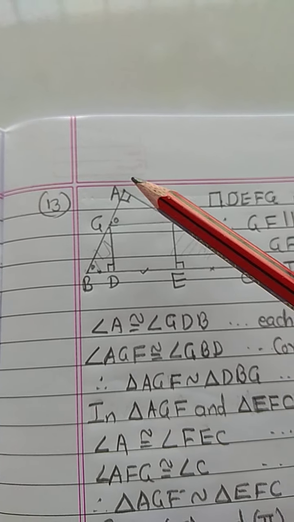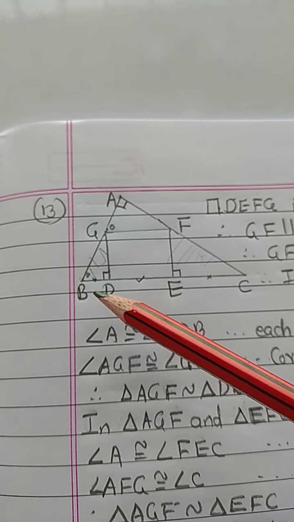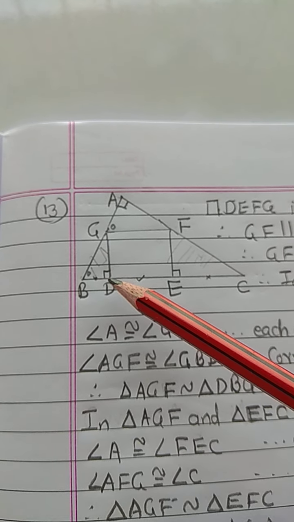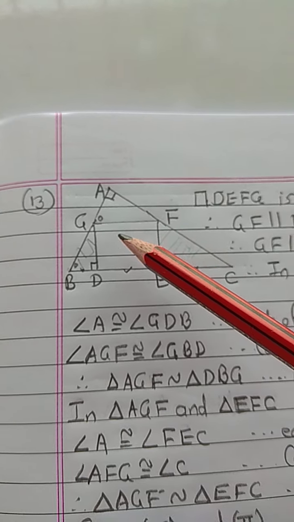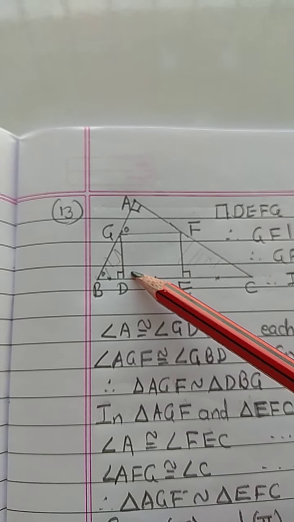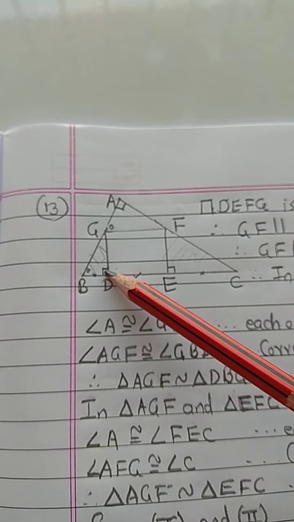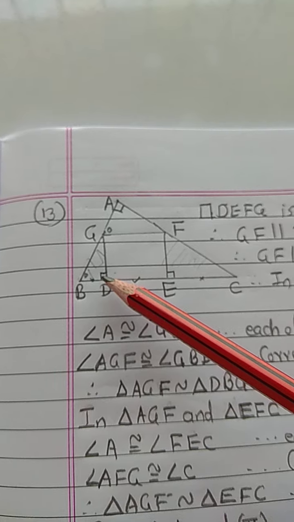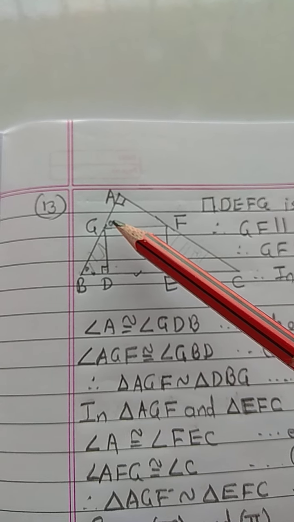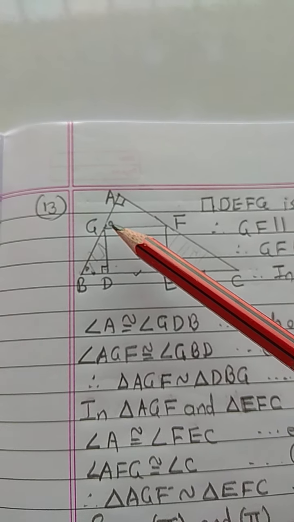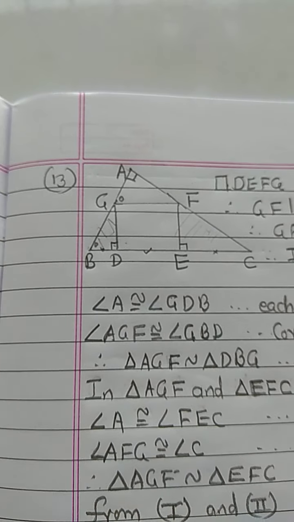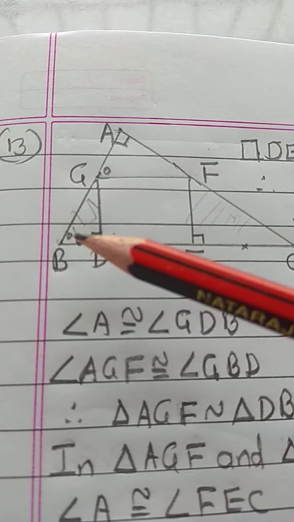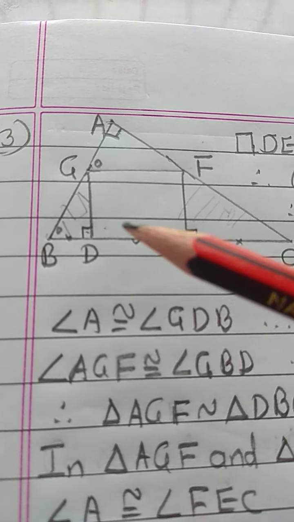In triangle AGF and triangle DBG, angle A will be congruent with angle D because they are 90 degrees. This A is given as 90 degrees, and as this is a square, here it is 90. Therefore, this angle GDB will also become 90. This A and D are congruent because they are 90 degrees. This angle AGF is congruent with this angle B because they are corresponding angles, and therefore by the AA test we can show that these two triangles are similar.